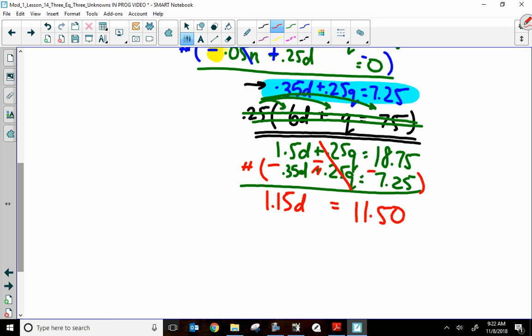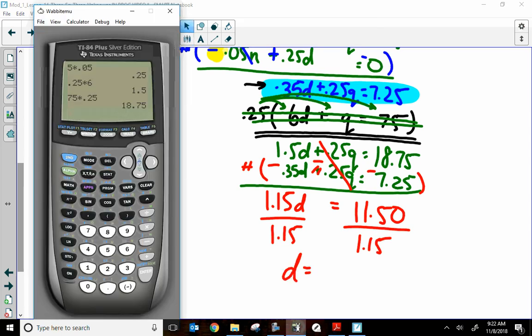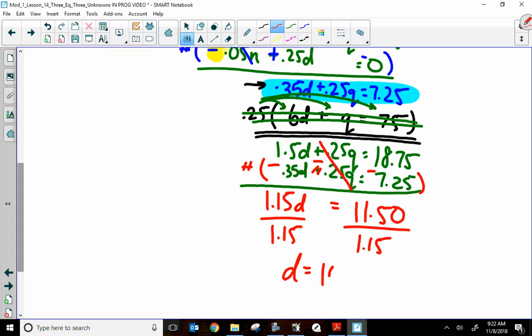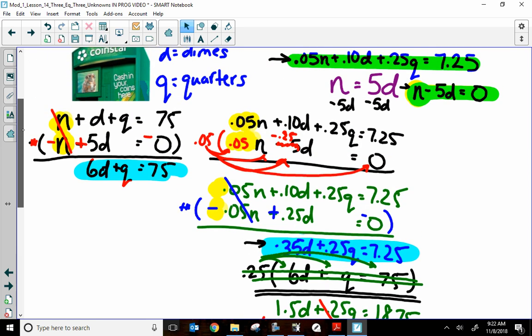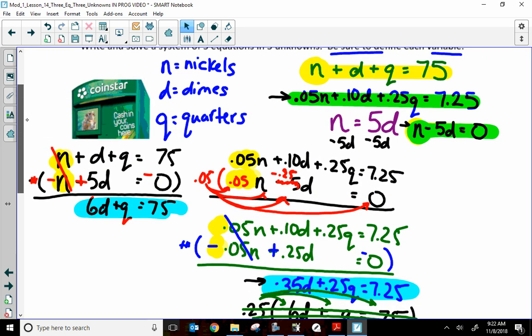Equals 11.50. If I divide by 1.15, I should get 10. If you don't believe me, 11.5 divided by 1.15, and you get 10. I have 10 dimes. That's a lot of work to get one answer because we have decimals galore here.